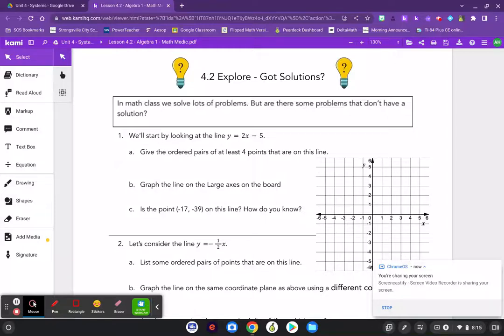Hassler here. I'm going to work through the 4.2 Explore and give you some notes on the back side based on the lesson that we are doing in class.